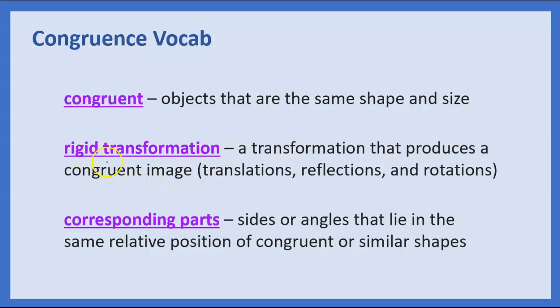A rigid transformation is a transformation that produces a congruent image. So same size, same shape, but moves it somewhere. We call these translations, reflections, and rotations, or different variations of rigid transformations. And then corresponding parts we talked about a little bit in the last lesson. Those are sides or angles, or we could even say points, that lie in the same relative position of congruent or similar shapes. So we would say this point moved to this point over here, and that would make it a corresponding part. This line segment moved to this line segment over here. That makes it a corresponding part.